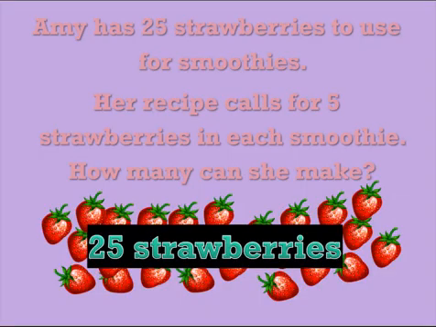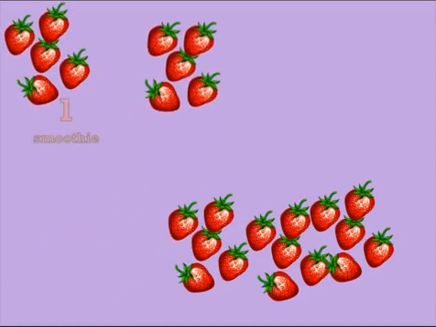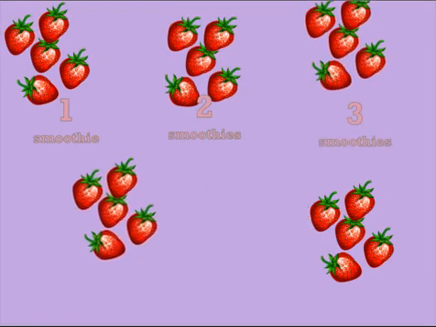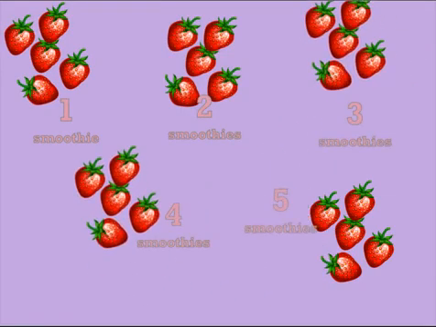All right, Amy has 25 strawberries to use for smoothies. Her recipe calls for 5 strawberries in each smoothie. How many can she make? Here's her 25 strawberries. She's going to take 5 for each smoothie. 1 smoothie, 2 smoothies, 3 smoothies, 4 smoothies, and 5 smoothies she can make.